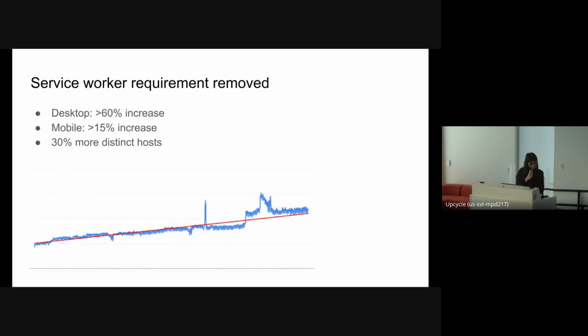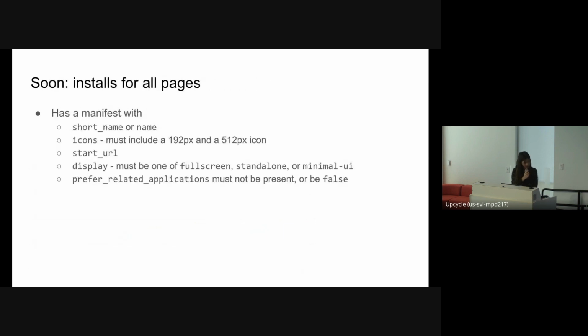With that change, we see a big jump in user-initiated PWA installs. There's more than a 60% increase in desktop installs and a 15% increase in mobile PWA installs. We also see that the distinct hosts users install PWAs on increased by 30%. So there's that tiny jump in the back there. And in addition to that, in the near future, around the end of this year, we will be getting rid of the manifest requirement.